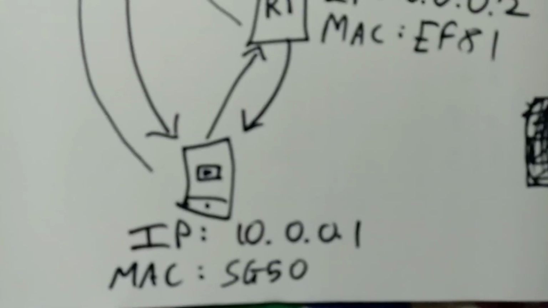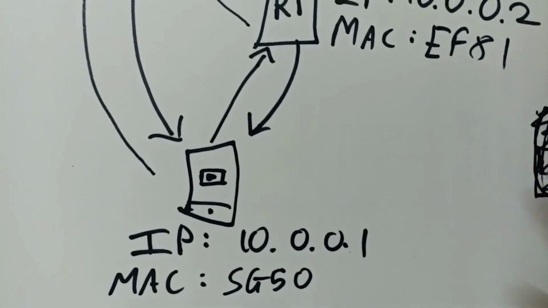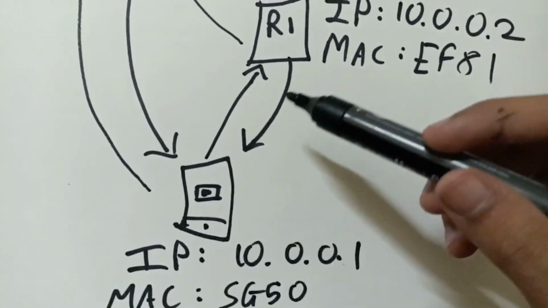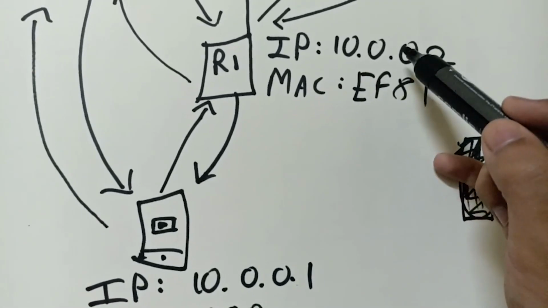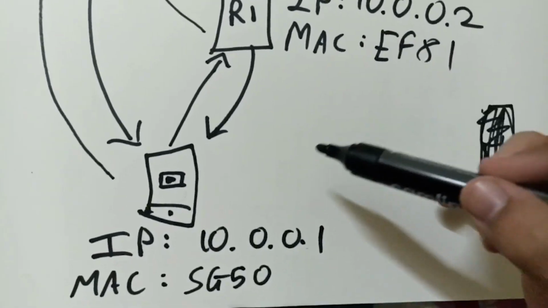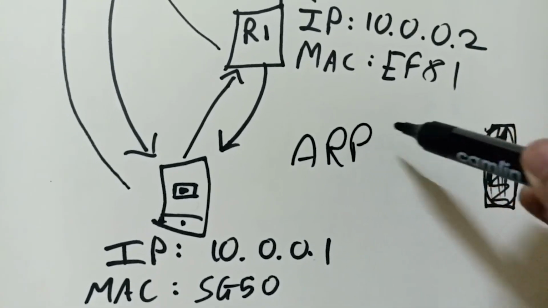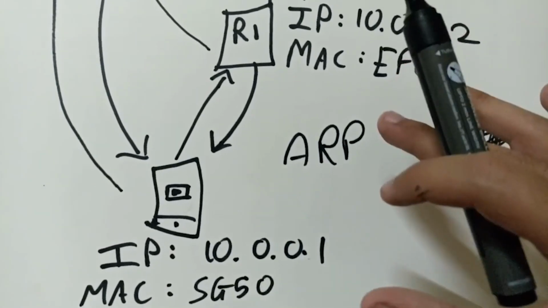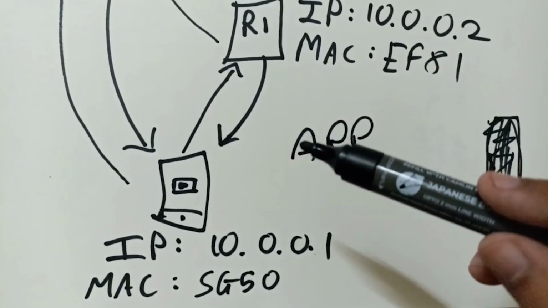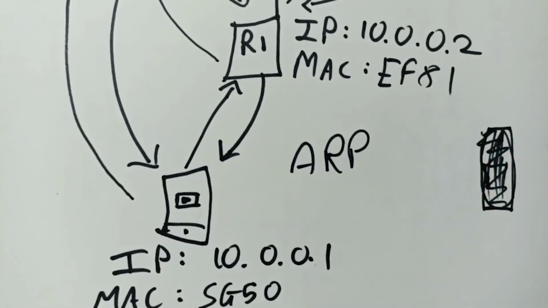Before we go ahead, I just want to clarify this method of getting the MAC address through the IP address. For example, I want to send something to my router. I just know its IP address, that is 10.0.0.2. Now my mobile phone uses ARP, which is Address Resolution Protocol. What this protocol does is it will get you the MAC address for the IP address you have provided.